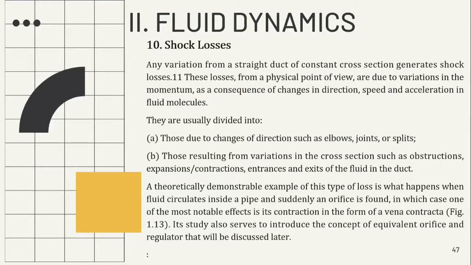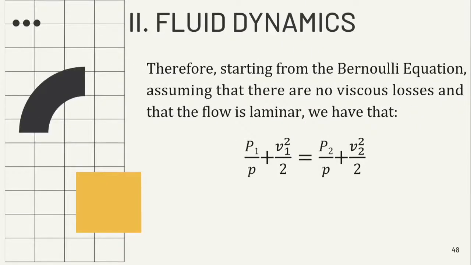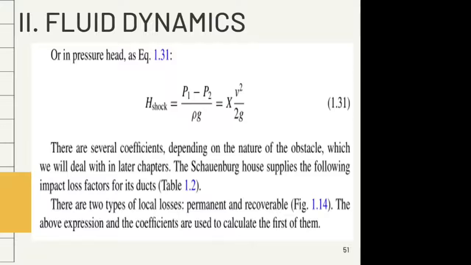A theoretical demonstrable example of this type of losses is what happens when fluid circulates inside a pipe and suddenly an orifice is found, in which case one of the most notable effects is its contraction in the form of a vena contracta. Therefore, starting from the Bernoulli equation, assuming that there are no viscous losses and that the flow is laminar, we have that P1/ρ + v1²/2 = P2/ρ + v2²/2.